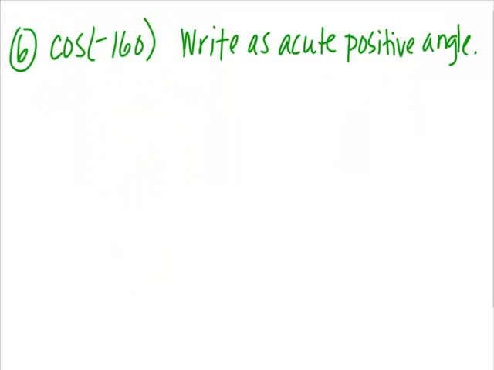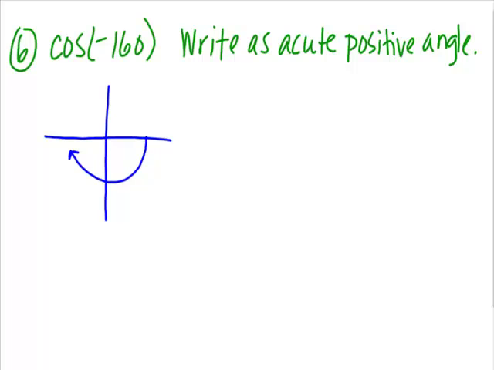Okay, cos -160, write as acute positive angle. So once again, in the reference angle notes, I did give you the equations, but I think for long-term understanding, pictures really get the job done. So cos of -160, so here I go. -90, but I got to keep going. But I know if I go all the way to my x-axis, I'm getting to 180.